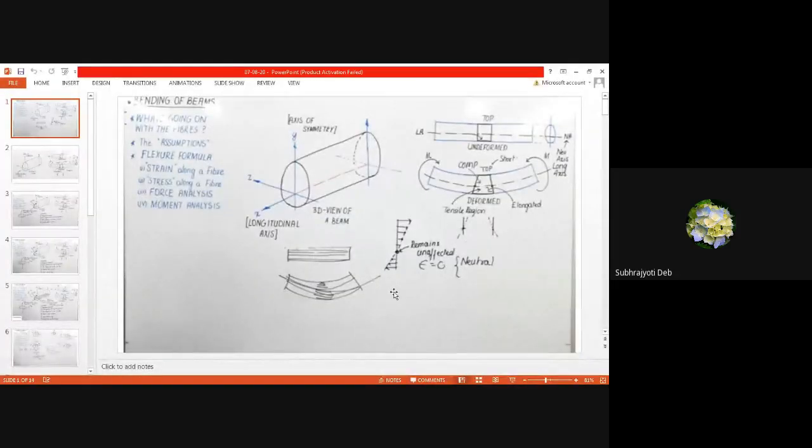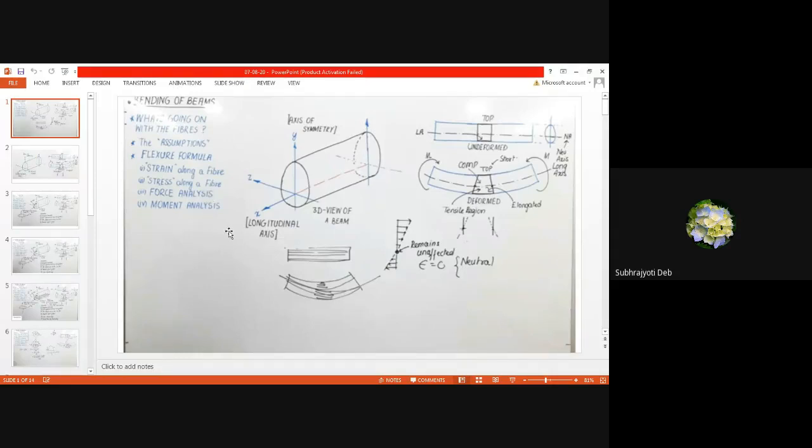Okay, and what else? So these are the things basically we will discuss. What is going on with the fibers, and what are the assumptions in the bending theory. Then we'll derive the flexure formula. This is also known as the theory of bending. Okay, and we'll see these points: the strain along a fiber, stress along a fiber, and force analysis and moment analysis.